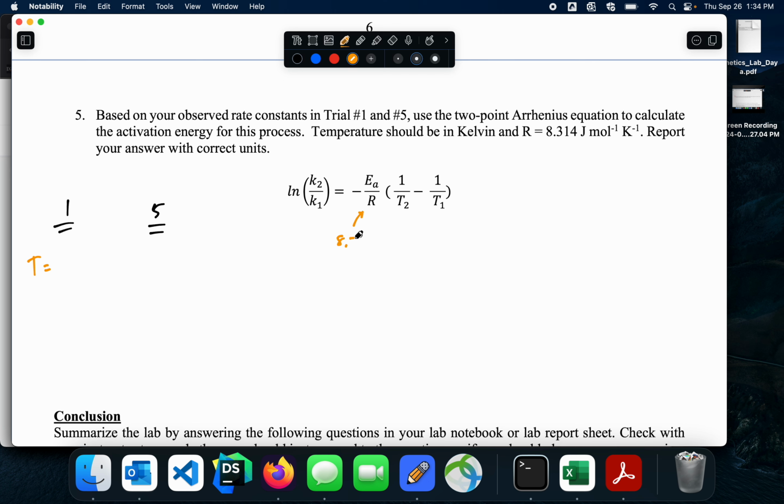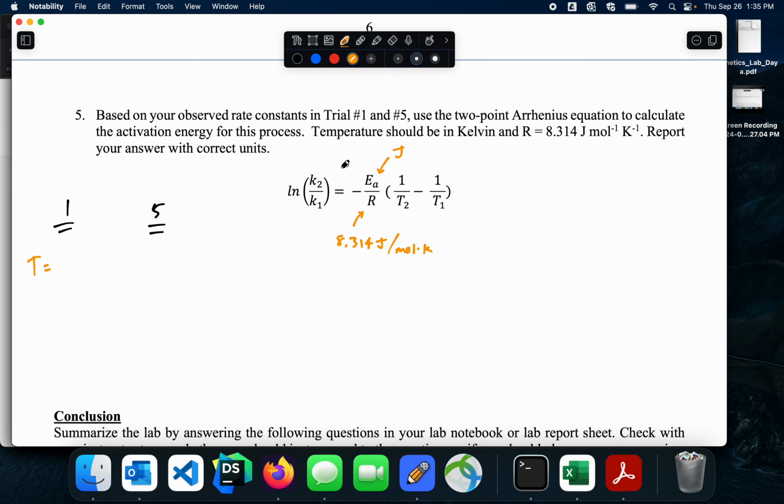I think it's 8.314 joules. We'll look it up, but per mole Kelvin. I think that's what that is. And this number is going to be in joules or kilojoules. We'll have to make sure that's consistent.